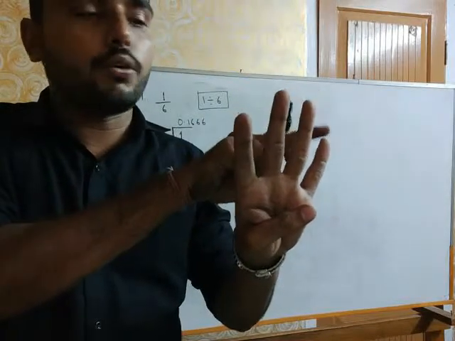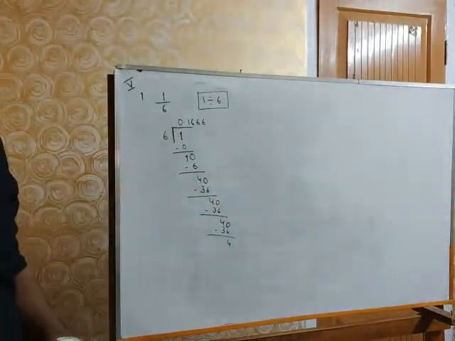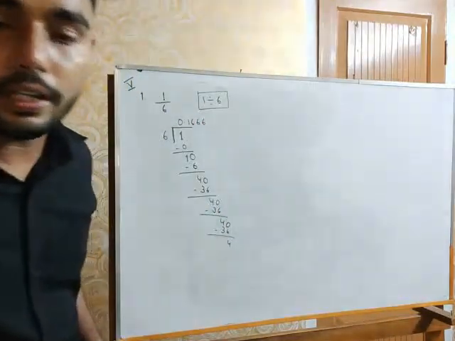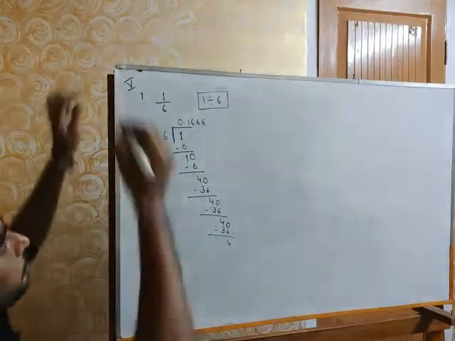The third place can be rounded up using the fourth place. So we can stop our division. Okay, although we are getting a remainder, we can stop.